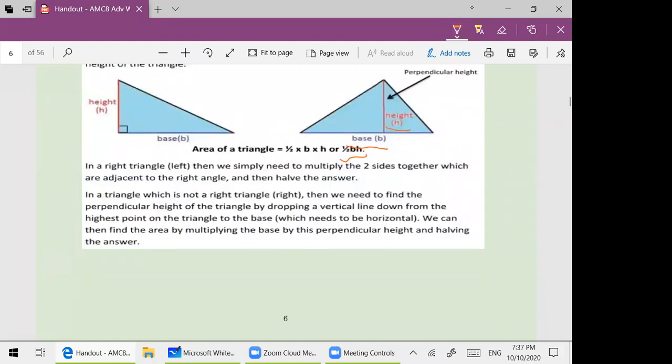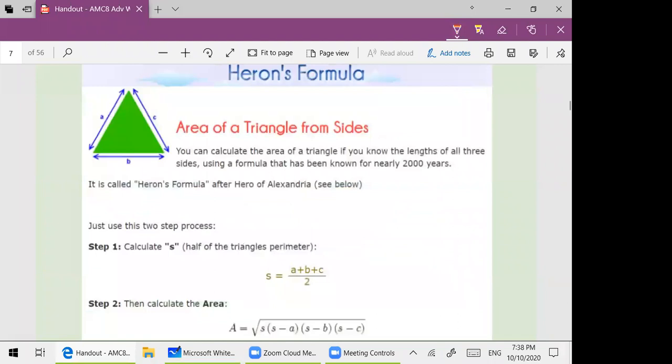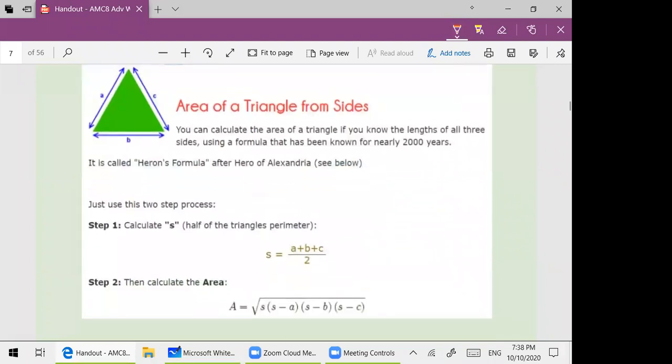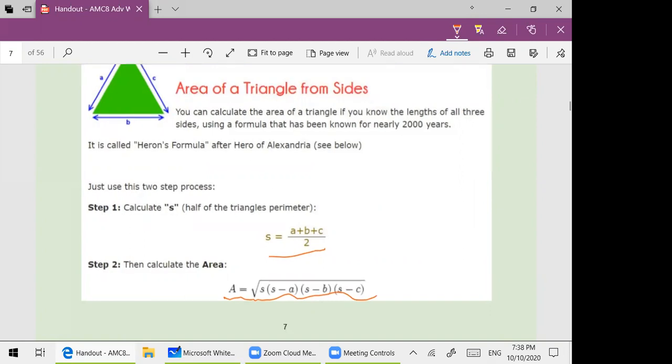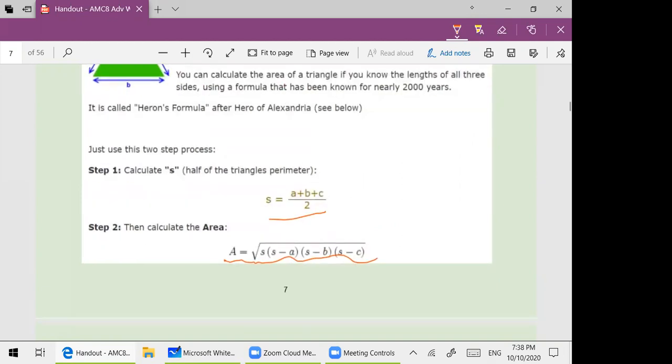Okay, now Heron's formula. So Heron's formula says this, where S is A plus B plus C over 2, and S is commonly referred to as the semi-perimeter of triangle ABC. And none of these terms will ever be negative because of the triangle inequality.